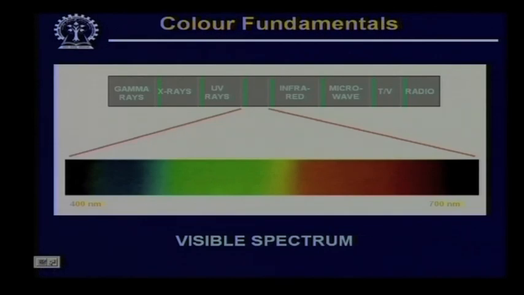So, let us just briefly recapitulate what we have done in the last class. In the last class, we have mentioned that all the colors of the visible light or the visible spectrum occupies a very narrow spectrum in the total electromagnetic band of frequencies. And in the visible spectrum, the wavelength normally varies from 400 nanometer to 700 nanometer. So, at one end we have the violet and in the other end we have the red color.